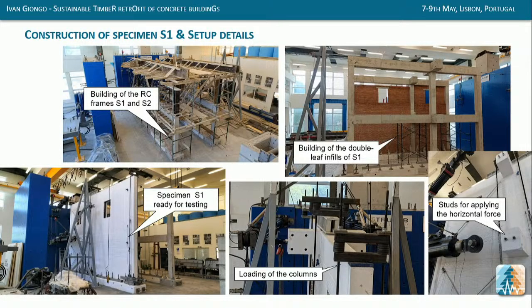Here you see some of the pictures during the construction of the specimen. These are the two bare frames ready before the construction of the infills. This is the specimen representative of the as-built condition. And then here you see some details on how the vertical load on the column was applied. It was approximately 200 kilonewton per each of the columns. And over here you can see the studs that were used to connect with the 4 hydraulic jacks that provided a seismic lateral loading.